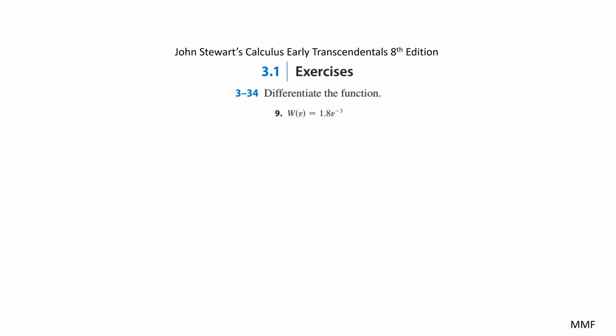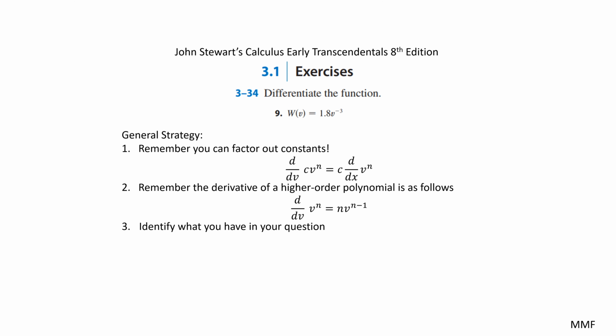All right, this is question 9 from section 3.1 of James Stewart's Calculus: Early Transcendentals. This question is basically just two things to remember: that you can factor out a constant, and that the derivative of a higher order polynomial is you just put the power in front and you subtract 1 from the power. Now this is negative, but it's not any different than what you did in questions 2 through 6.